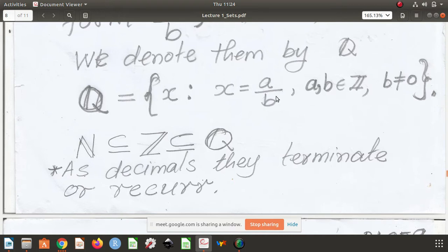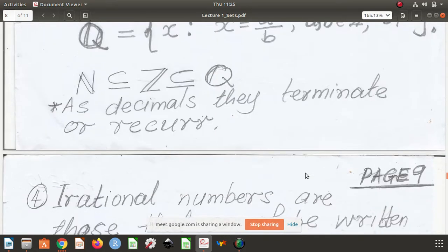It's possible to write it in this form. It may not be in the simplest form, but it's possible to write it in that form. So any integer is also a rational number, and any natural number is an integer. In any case, we pick them from the set of integers. And then, as we have said, any rational number, if written as a decimal, will either terminate or have a recurring block of numbers.